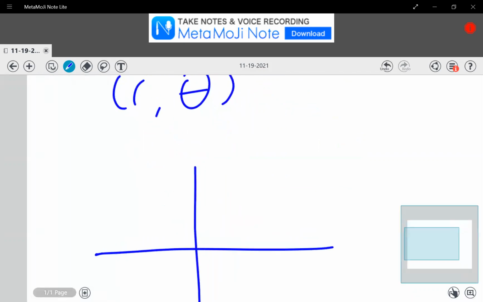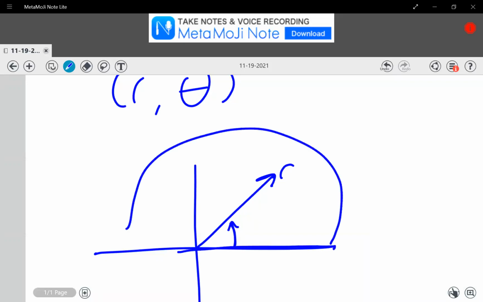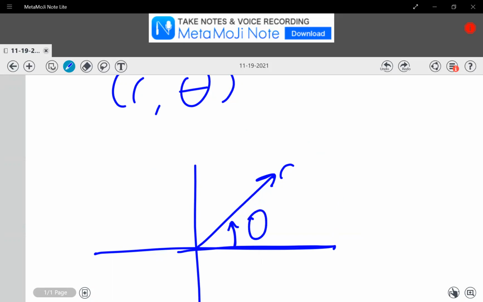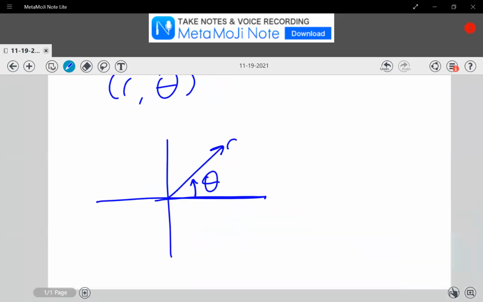Got a 2D grid, and your r is essentially the distance from the origin. Your theta is the angle from the x-axis in a counterclockwise fashion. This is theta. Theta is also called argument, r is also called modulus, but please just call them r and theta. No need to be fancy here. Literally nobody wanted to be fancy either.